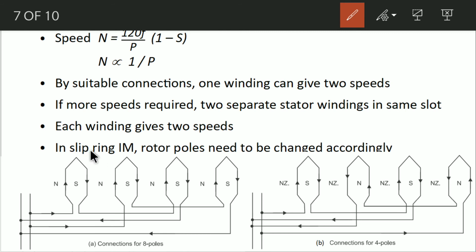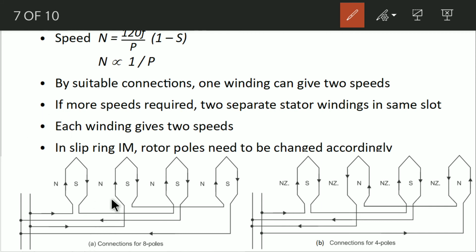One thing we should remember is that in a slip ring induction motor the rotor poles also have to be changed accordingly, meaning the number of rotor poles is equal to the number of stator poles. In a slip ring induction motor it automatically changes its poles.